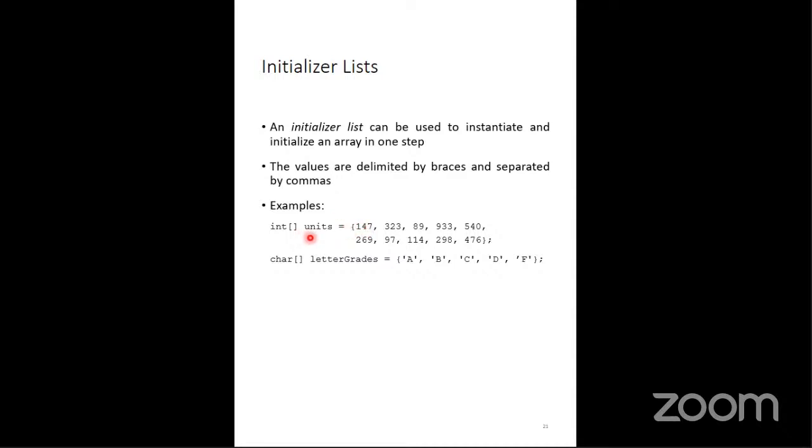Similarly, in the previous example, the units integer array is created and initialized to these integer values, where the first value 147 is automatically at index 0 and the last value 476 is automatically at index 9. In this way you can declare an array and simultaneously initialize it to whatever values you wish. In that case, you don't have to specify the size of the array. It will be automatically taken from the list that you specify.